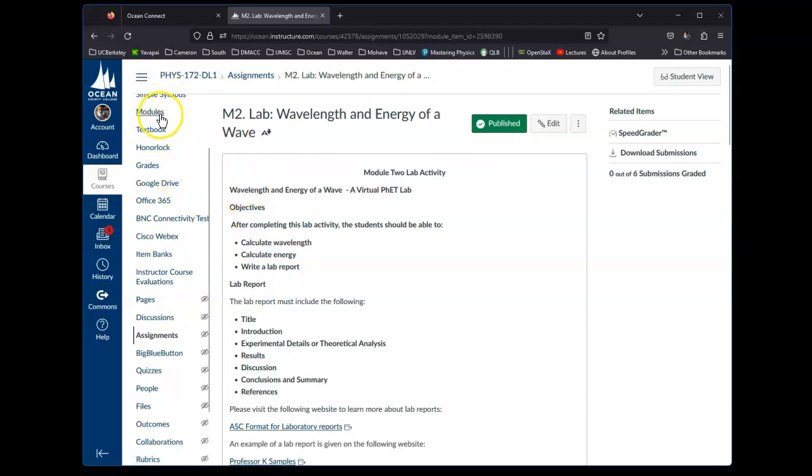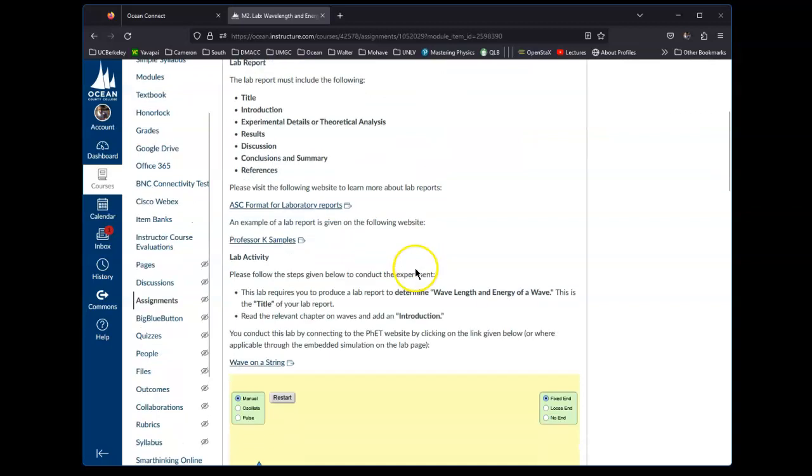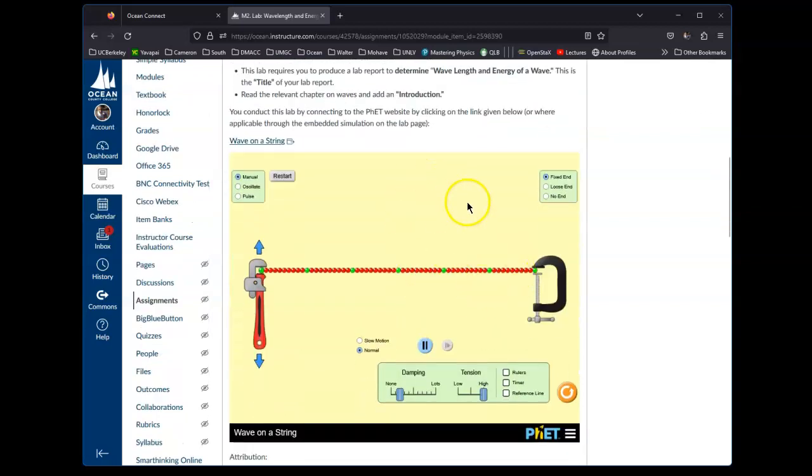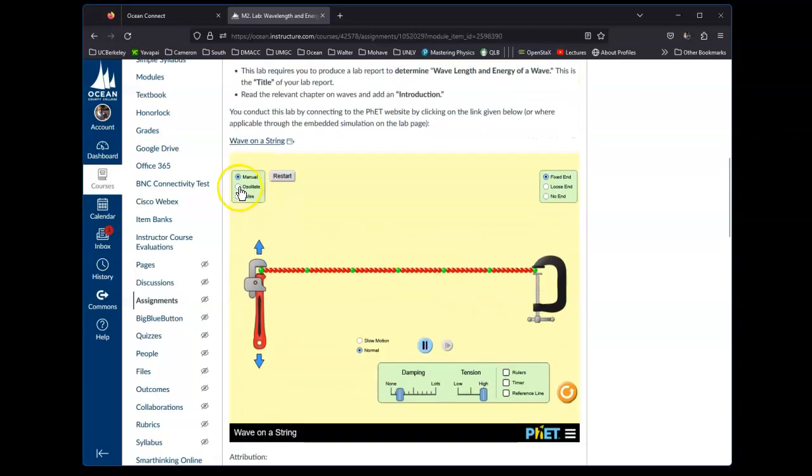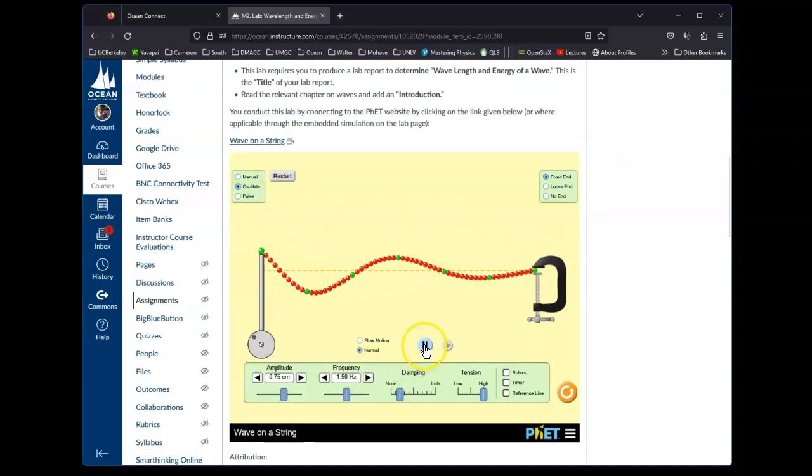So the simulation, basically when you click on modules, where is my cursor? Right here. When you click on module, you're going to come to this, and then there is the simulation right here. And then there is a certain setup that you have to go by, and that is you want to put it on oscillation. Let me stop it. And then you want it on fixed end, and the tension is high. The damping, I believe, is in the middle. And then the frequency at certain numbers, I think it is amplitude 0.5 and frequency 1.5. Of course there are some other adjustments here.